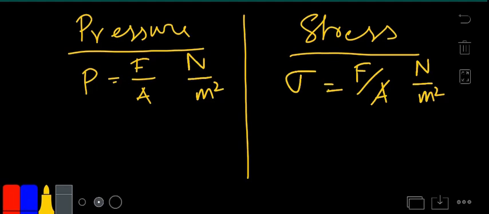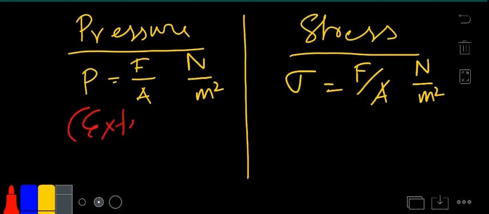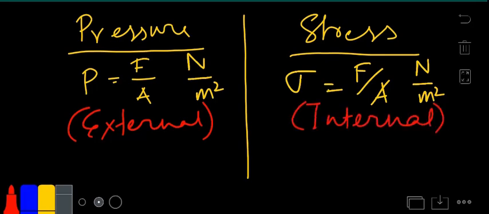Okay, so understand it like this: pressure is primarily an external phenomenon, and stress is an internal phenomenon, right? So pressure is exactly an external phenomenon, and stress is an internal phenomenon.